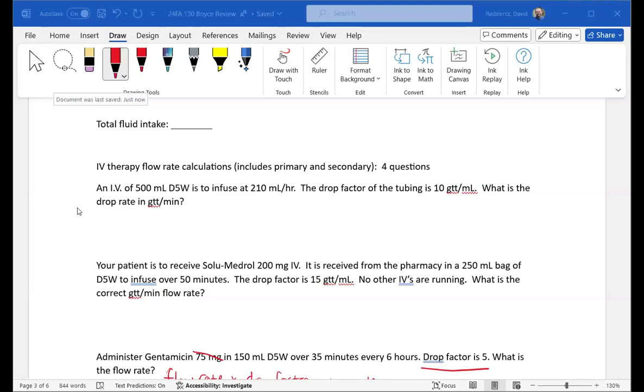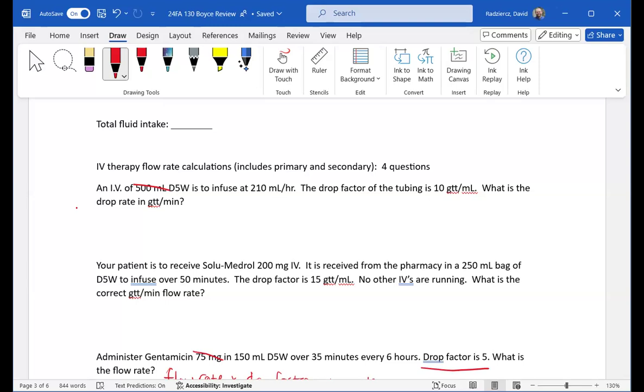This is one of those where I intentionally wrote it with some extra information. It's telling you that there's a 500 milliliter bag of dextrose 5% water, and then it tells you the flow rate. So remember, when you're calculating a drop rate, you need the flow rate and the drop factor. I don't care what the total volume is. It's important to know so we know when to change it, but it's not important for calculating the drop rate.